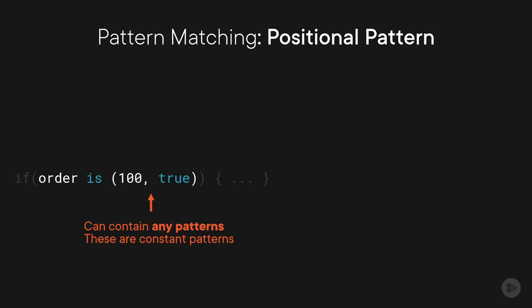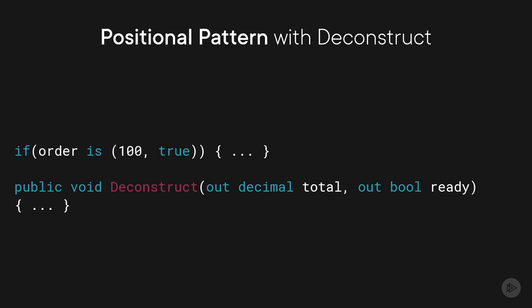Let's say that you have the order. The class introduced the deconstruct method for two variables, the total and if it's ready to be shipped. This means you could take the order and match it against a positional pattern. Is the total the constant value of 100 and is it ready? Then we'll enter the if statement.